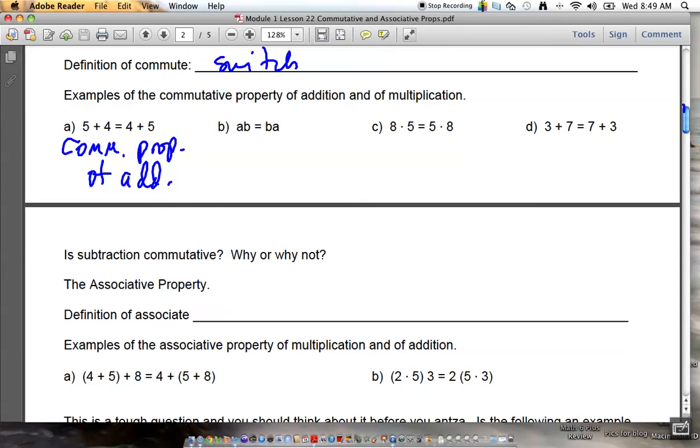Because you'll get a negative number if you switch. That's right. Very well done. If I try to do 2 minus 5, does that equal 5 minus 2? No, it doesn't. So therefore, there is no commutative property of subtraction.